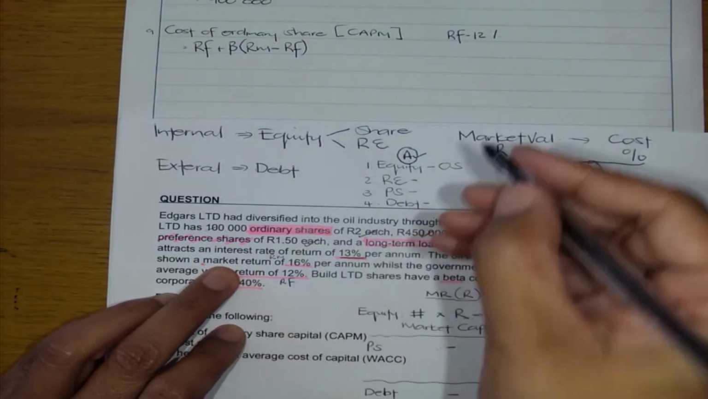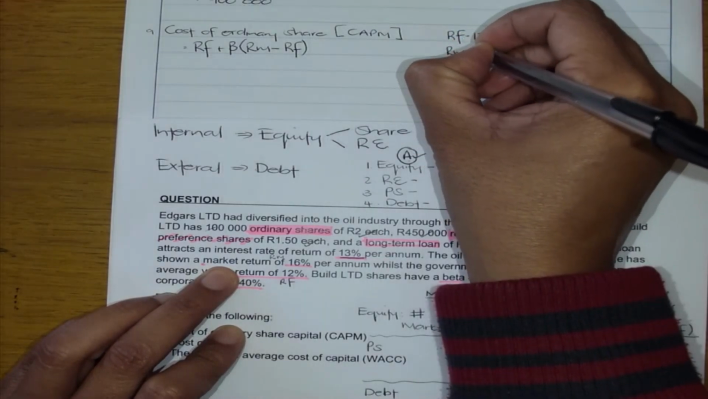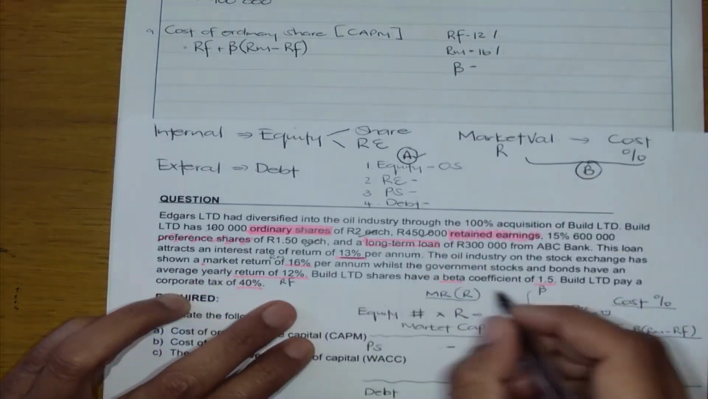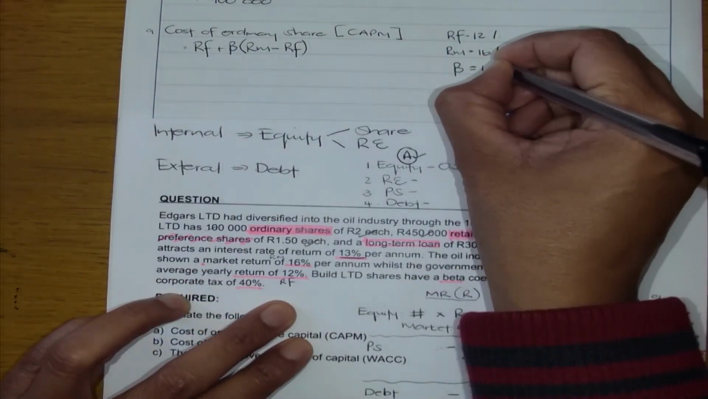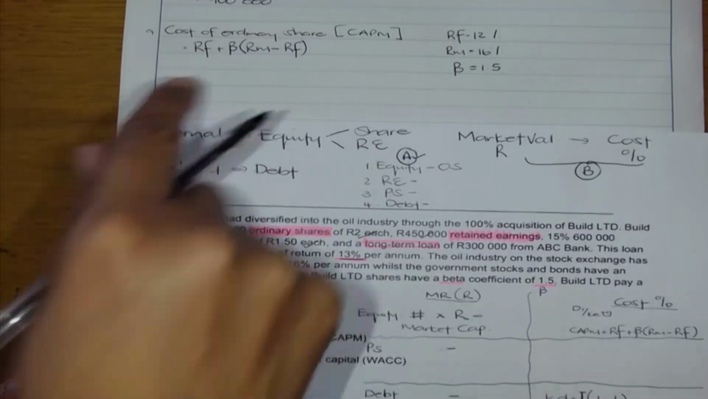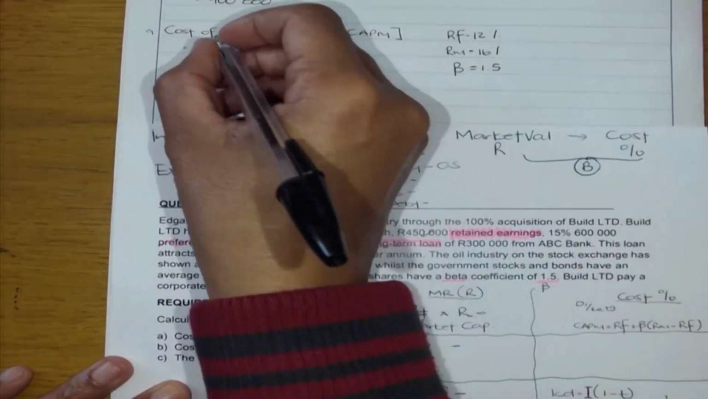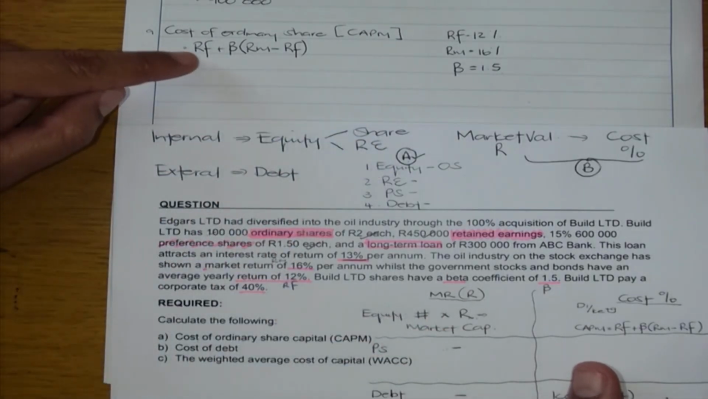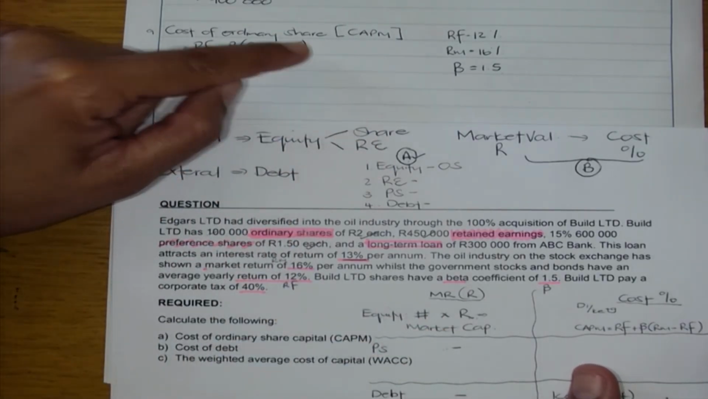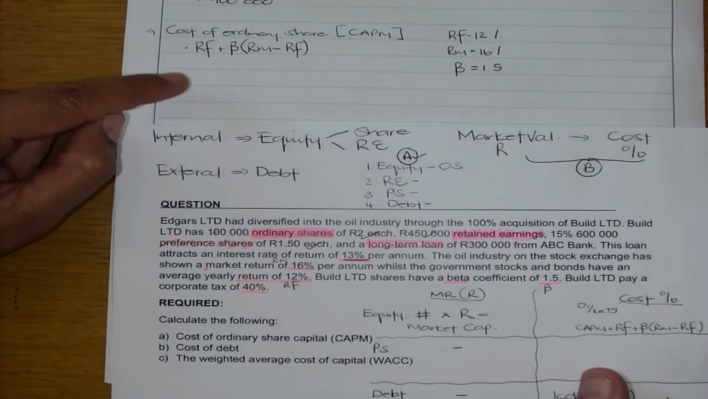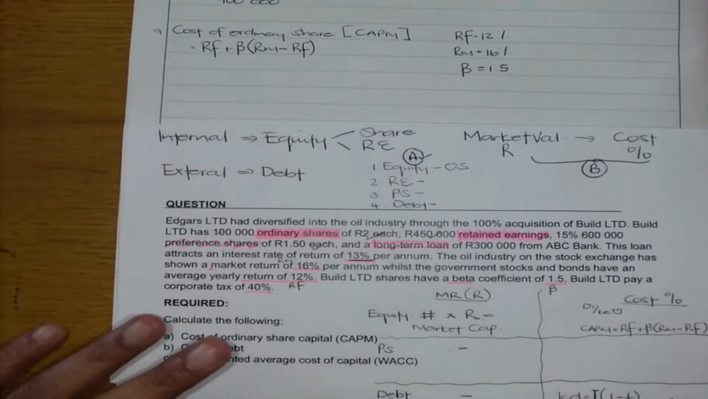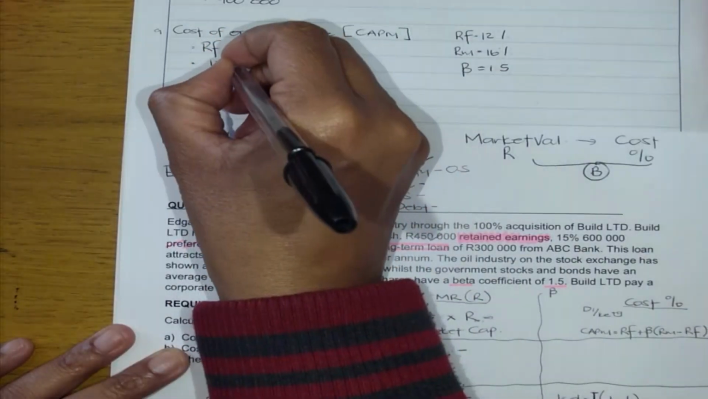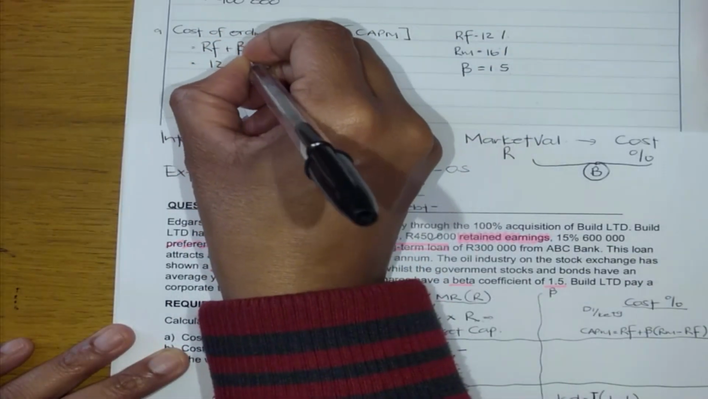My market return was 16%. That's what they gave us. And they said beta was 1.5. So I'm just going to substitute it in there. My risk-free is 12. Now, what I normally do, I write the figures without a percentage, but I always bear in mind my answer always needs to be in percentage. So I'm just going to write 12 for my risk-free plus my beta, which is 1.5.